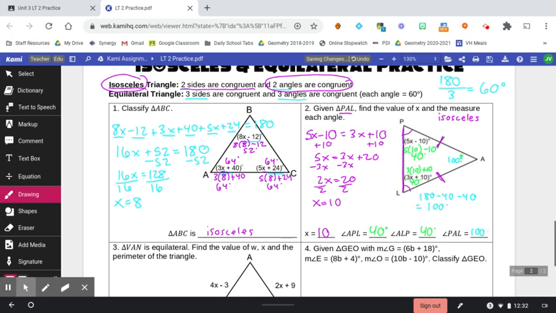Now, if we didn't know the properties of an isosceles triangle, that those 2 angles were equal, we wouldn't have been able to solve for x. So knowing those properties of both isosceles and equilateral triangles is really important.